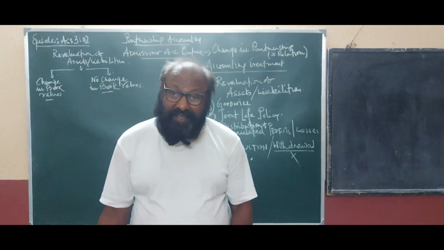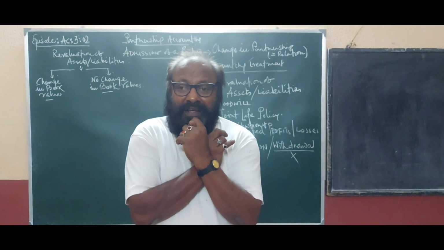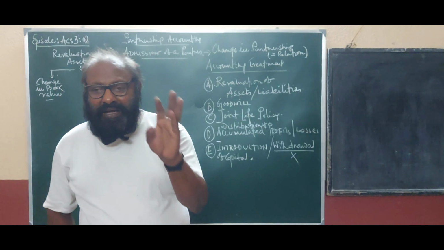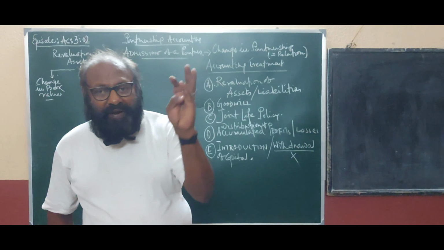And again, if there are any changes in the profit sharing ratio later on, that is also dissolution of partnership. But dissolution of partnership firm is the closure of the business house. So dissolution of partnership occurs on the events of what? Admission, retirement, death, or change in profit sharing ratio. In these cases, the relationship changes, but the business remains as usual.